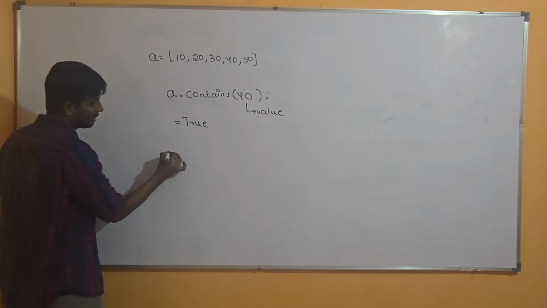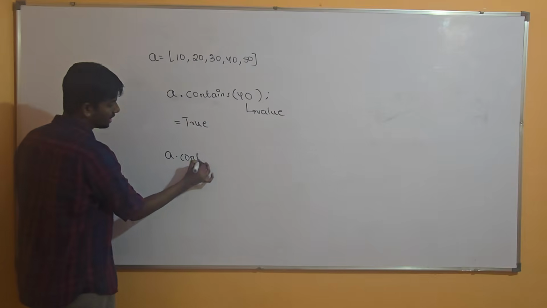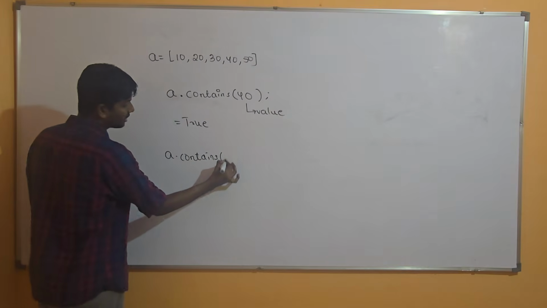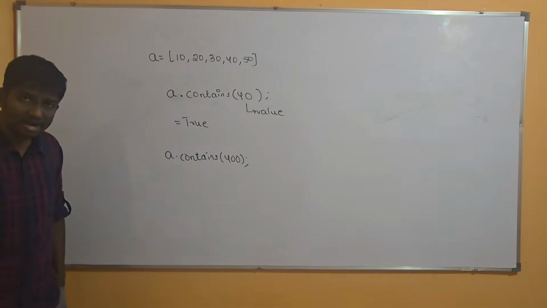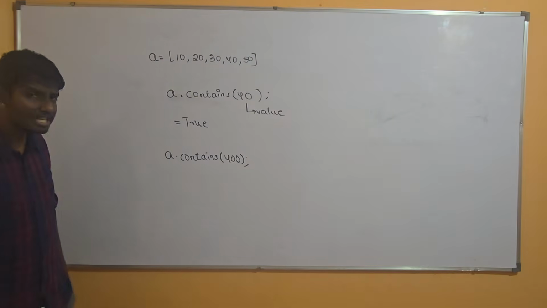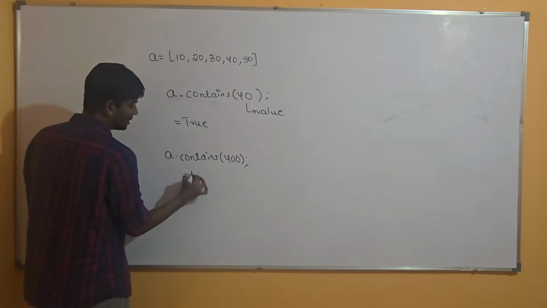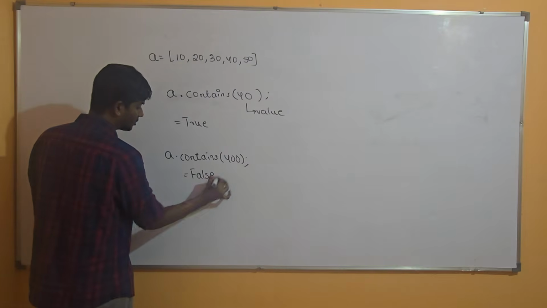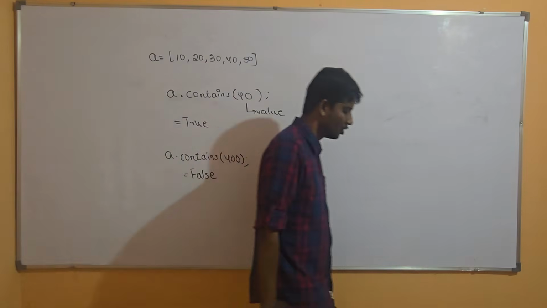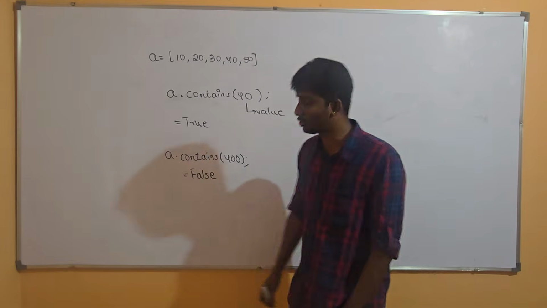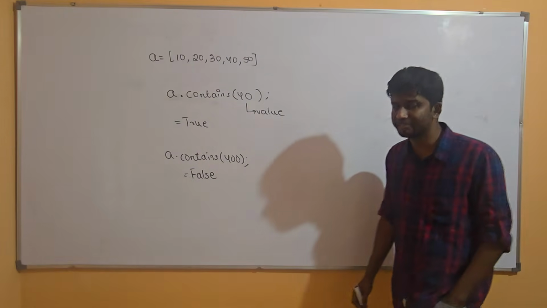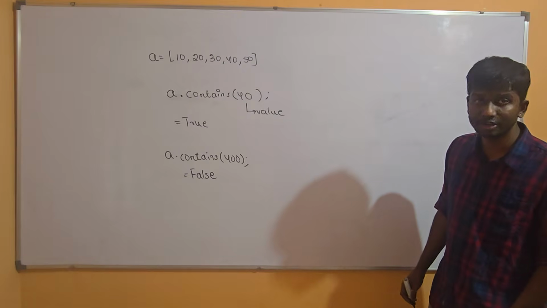In the same way, you're trying to check A dot contains of 400. Tell me guys, in my array list, is 400 present? No. In my array list, 400 is not present. This will return you false. Remember that. If the value already exists, it will give you true. If not, it gives you false.